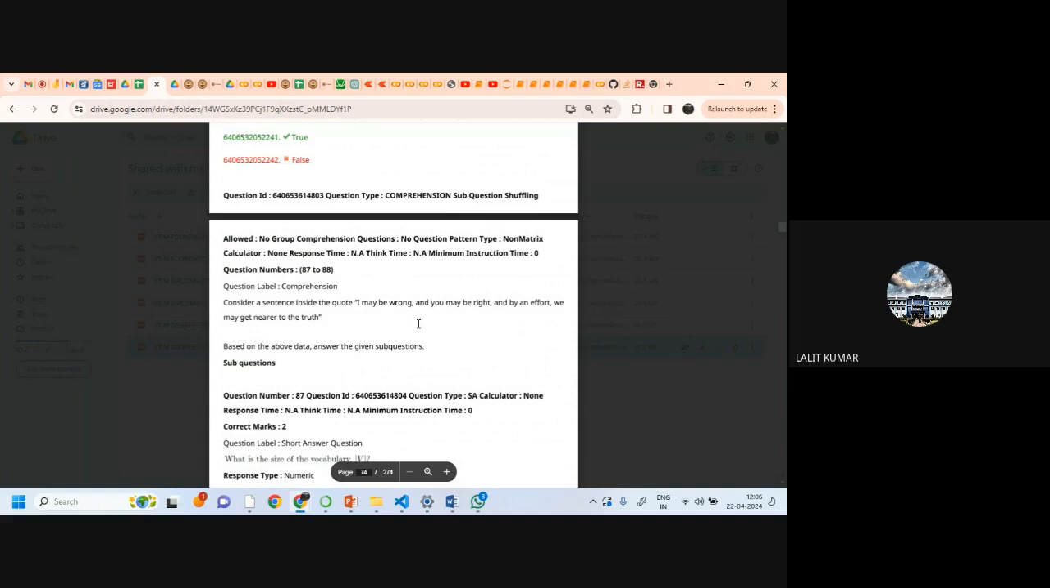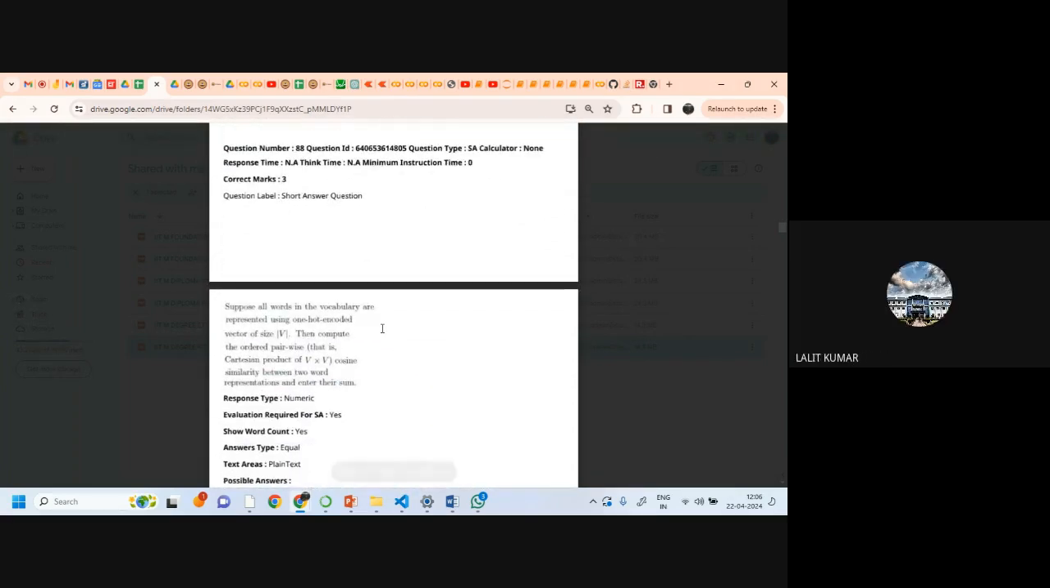Then consider a sentence inside the quote: I may be wrong and you may be right, and by an effort we may get nearer to the truth. Based on the above data, answer the given sub-questions. What is the size of vocabulary that we can calculate? That is 16 unique words, easy. Okay. Suppose all words in the vocabulary are represented using one hot encoded vector of size v, then compute the ordered pairwise, that is Cartesian product of v into v, cosine similarity between two word representations and enter their sum.